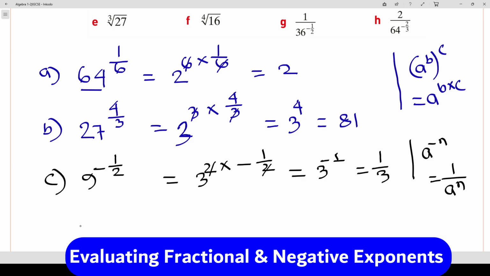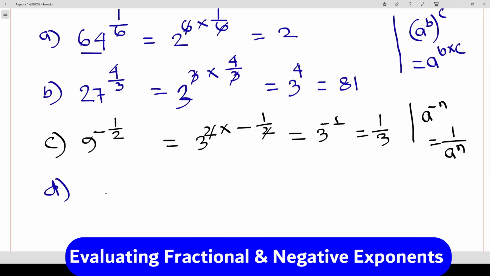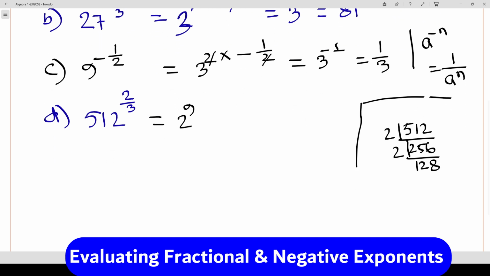Number D, here is 512 to the power 2 by 3. Let's say you are not familiar with 512. As we know, it will be 2 to the power 9. But suppose you cannot use calculators, then 512 we can divide by 2, it will be 256. Then divide by 2, it will be 128, right? Then divide by 2, here is 64.